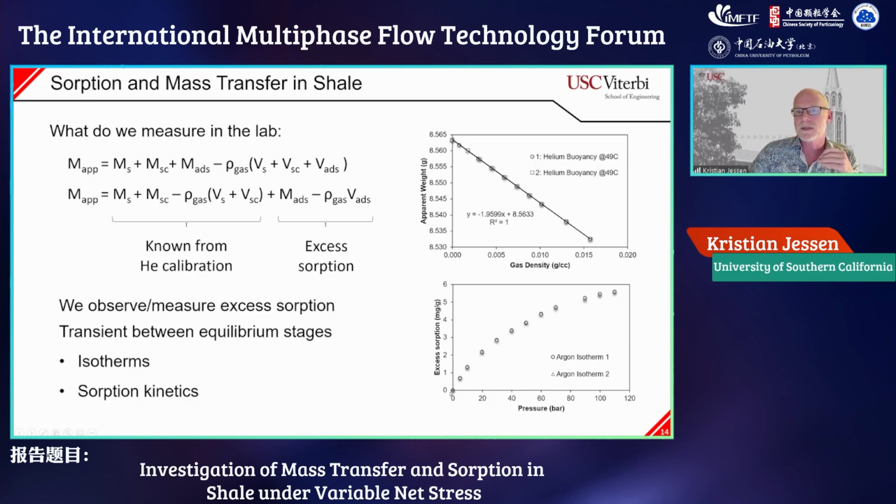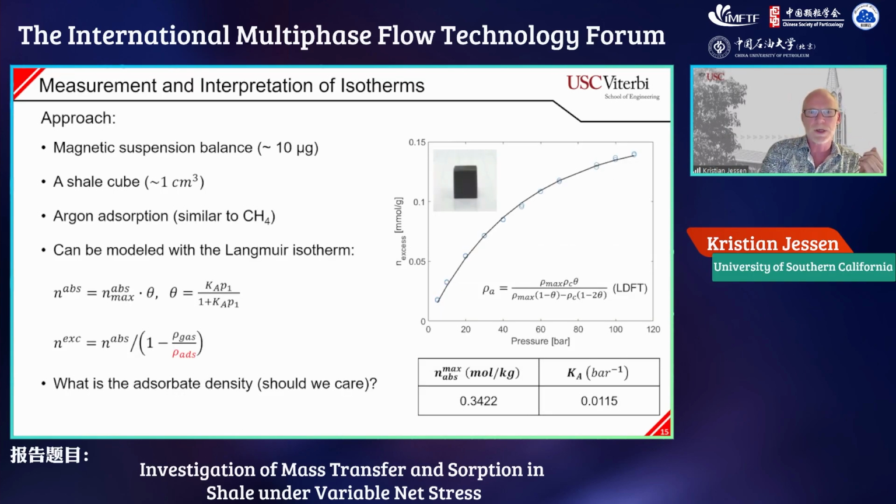We have the excess adsorption as a function of pressure. This is two different measurements. They agree fairly well, so we have good reproducibility here. Now, this is just the isotherm. As we transition in pressure and wait for things to equilibrate, we can also learn something about the sorption kinetics. It's a little more tricky, but I'll show some of that for argon in one of the following slides. So we have two things here. We can look at the isotherm, the equilibrium behavior, and the sorption kinetics.